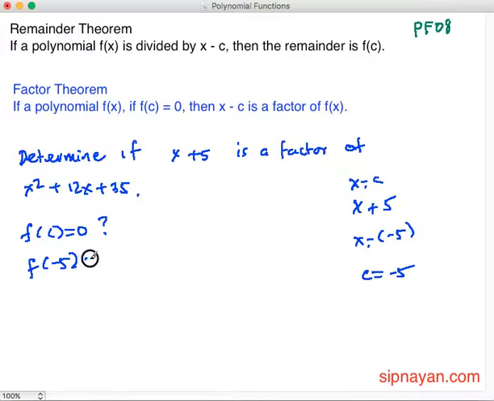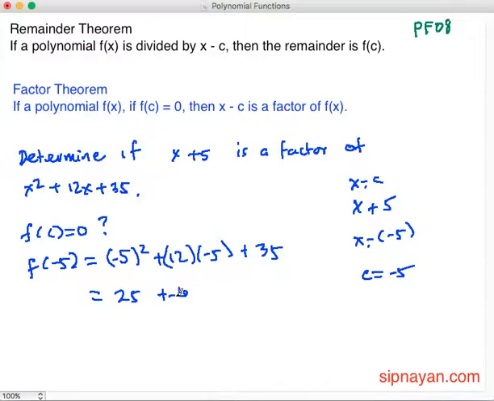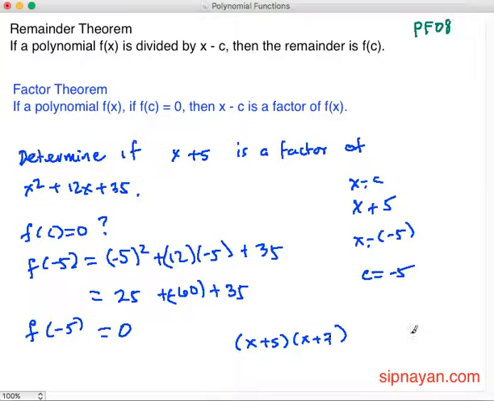By the factor theorem. So, f of negative 5 is negative 5 squared plus 12 times negative 5 plus 35. This is equal to 25 plus negative 60 plus 35. What is 25 plus 35? 60 minus 60, 0. So f of negative 5 is equal to 0. So by the factor theorem, x plus 5 is a factor of x squared plus 12x plus 35. And in fact, the factors are x plus 5 and x plus 7. You can check it, distribute.